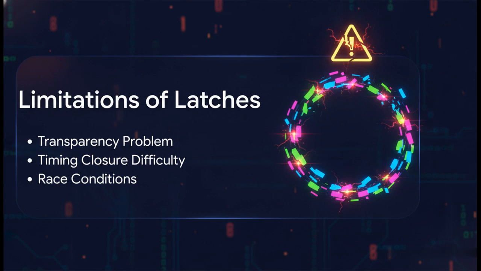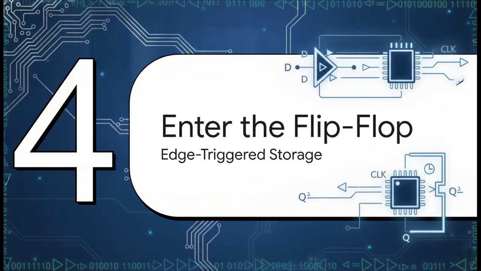For engineers trying to verify designs using static timing analysis tools, these transparent windows create insanely complex timing arcs. They are nearly impossible to constrain. It's just way too chaotic for a massive modern synchronous system. To stop that absolute chaos, modern computing desperately needed a hero. Let's head into part 4.